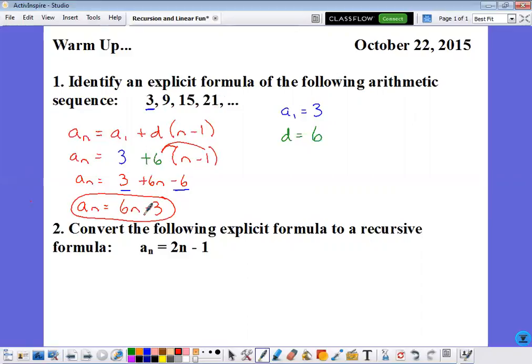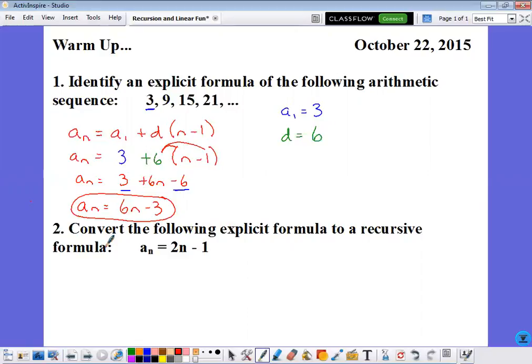Explicit formulas are very useful if you want to find the 100th term. We can plug in 100 for our n because that's the term we're looking for, and that can quickly get us the 100th term instead of continuing to do a pattern. Now, if we want to continue to do a pattern, that's more so about a recursive formula, and that's what we're looking at in the next question. We want to be able to convert the following explicit formula to a recursive formula.